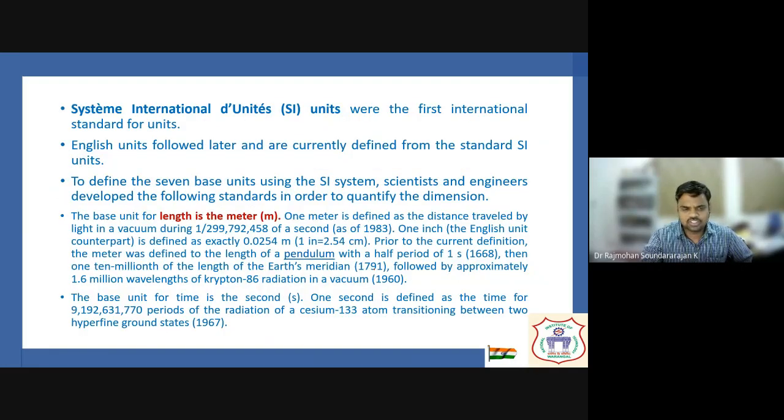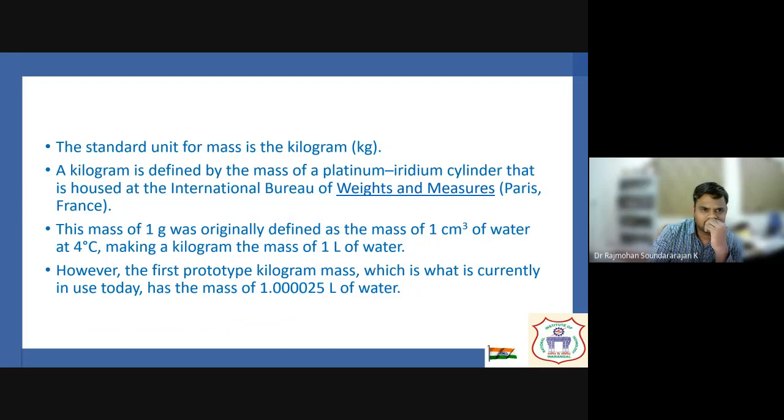So then only this system of international units came into the picture. That is the first international standard of units. The English units followed later and are currently defined from the standard SI units only. To define the 7 base units of the SI system, which we have been studying from our school days onwards, we know how length is defined, what is 1 meter. What is the standard unit of mass, which is the kilogram, and how is the kilogram measured?